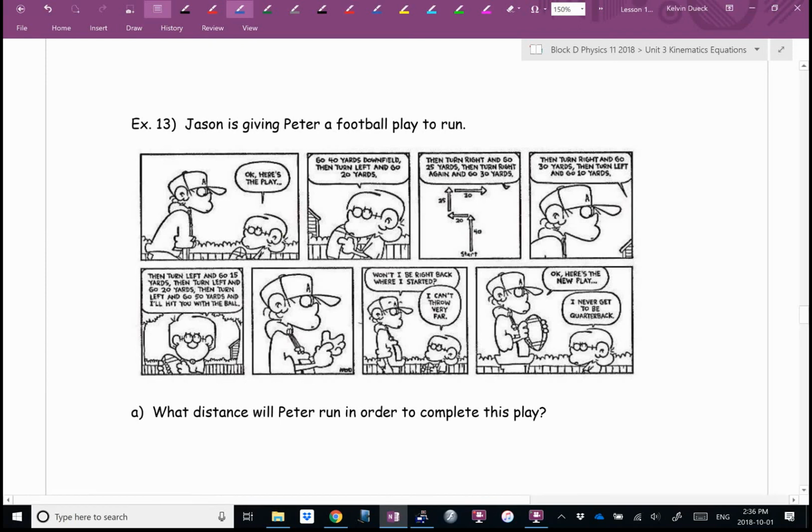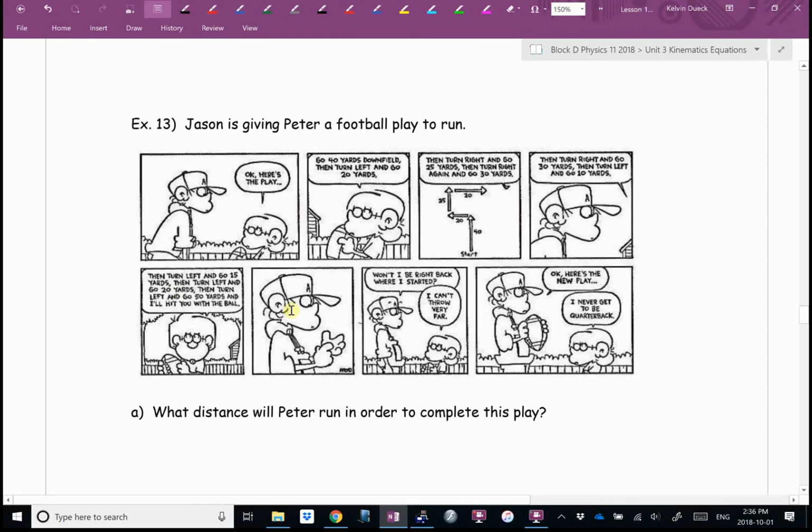He's playing football with his older brother, Peter. And he says this, okay, here's the play. Go 40 yards downfield, then turn left and go 20 yards, then turn right and go 25 yards, then turn right again and go 30 yards. Then turn right and go 30 yards, then turn left and go 10 yards, then turn left and go 15 yards, then turn left and go 20 yards, then turn left and go 50 yards, and I hit you with the ball.